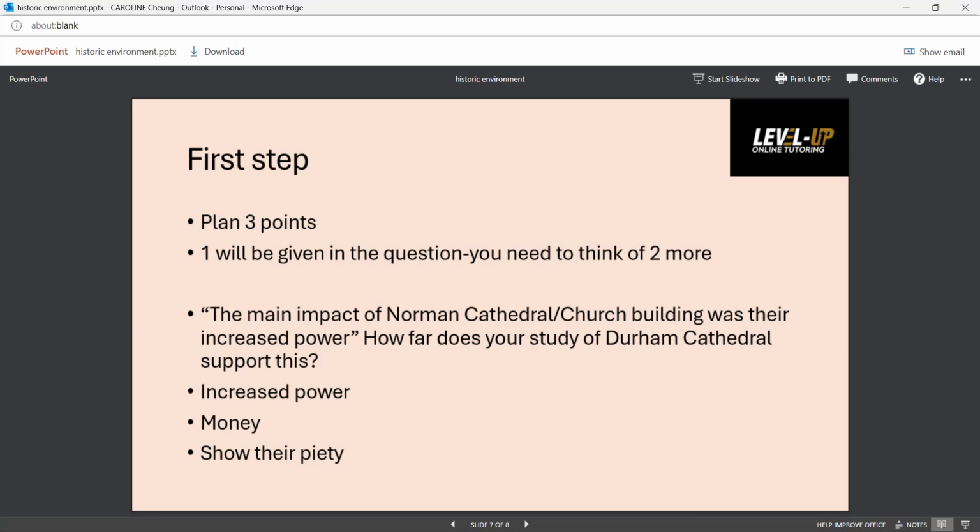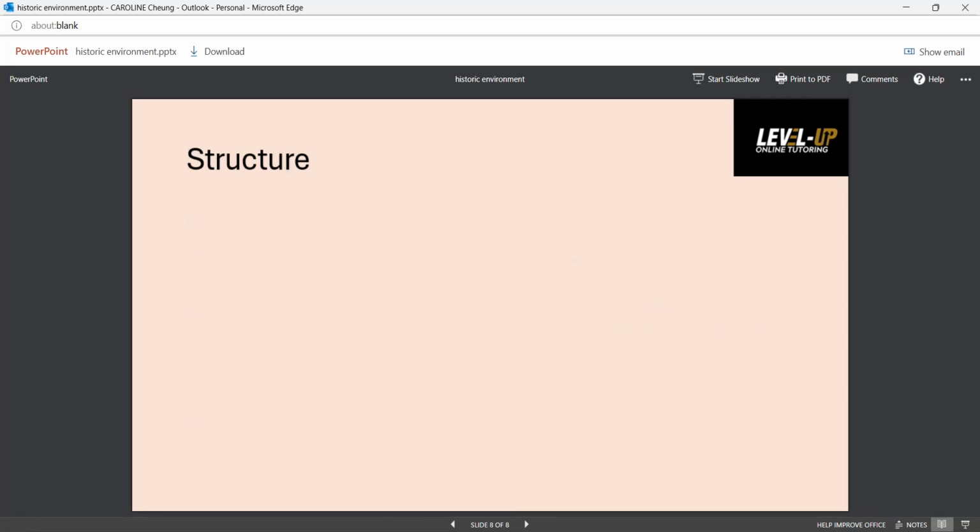There's no right or wrong answer for this. So when it says how far does your study support this, it doesn't matter if you say, yes, that is the main impact, or if you say, actually, I don't think it is. I think it's another point that I've made up. Can't get it wrong. So finally, your structure.